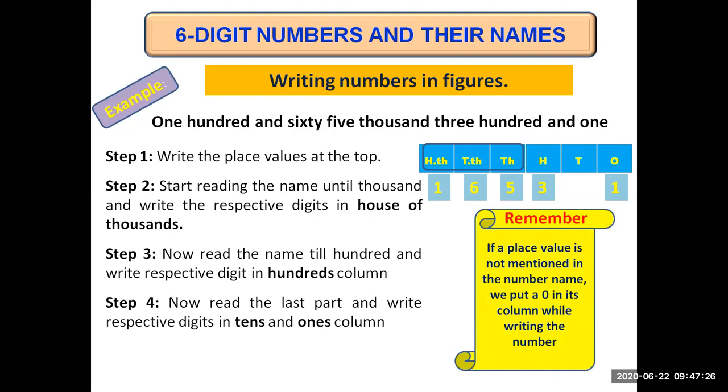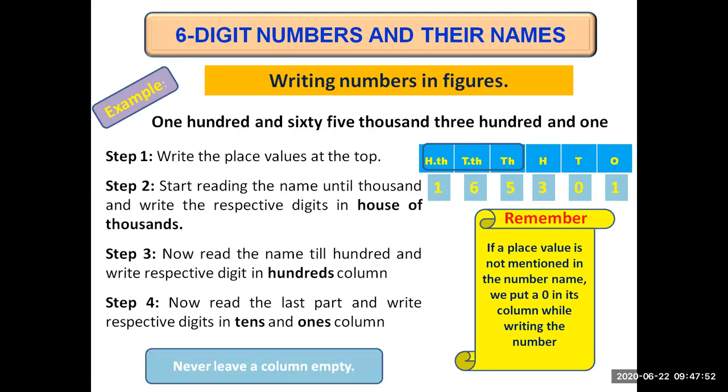Now remember, if a place value is not mentioned in the number, we must put a 0 in its column while writing the number. If we are not writing 0 in that particular column, the whole number will be wrong. We have written a wrong number in figures, right? So you must write 0 in the empty column. Never leave a column empty. If any column has no digit, it means you have to put a 0 in that column.